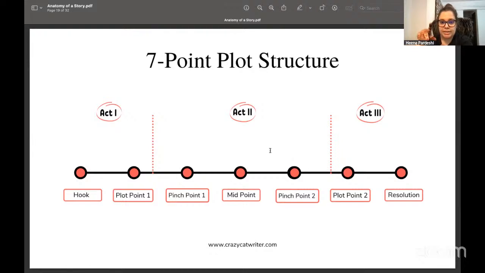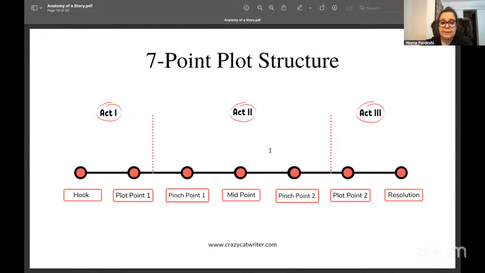So in Educated, we are going to have Hook, that is life on mountain. Plot point 1 will be the first school experience. Midpoint will be Cambridge revelation, and resolution will be claiming selfhood. Pinch points here will be the points where the tension is at the highest between any 2 points.